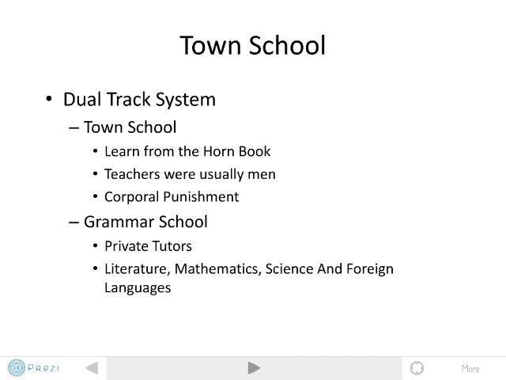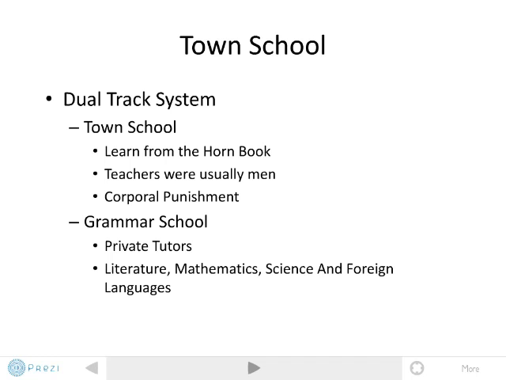And because of that, private schools started emerging. One of these private schools became known as the grammar school. The grammar school had private tutors, literature, mathematics, science, and foreign language. Now, of course, if you went to the grammar school, your family was probably wealthy.